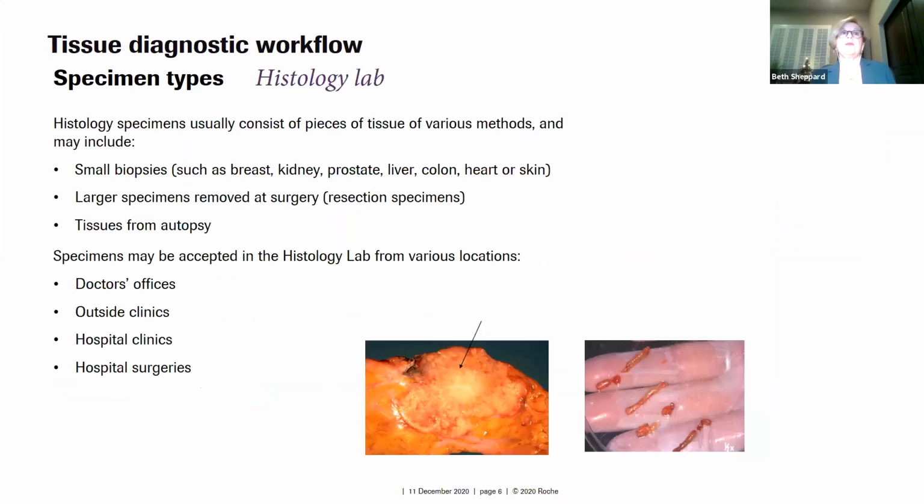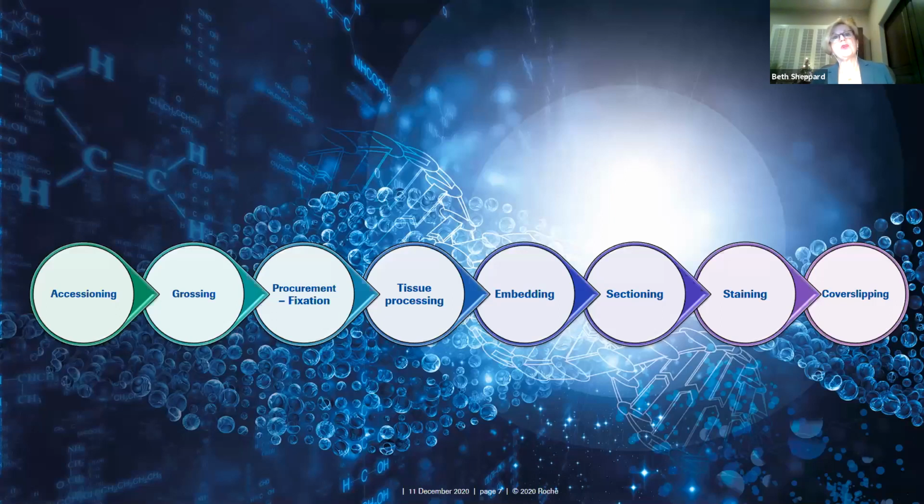On top of that, we receive histology specimens from various different methods, which could be biopsies, resections, and even tissues from autopsy, and they come from different areas. They could be from offices, from clinics, or inside the hospital surgeries. But today we're going to basically walk through the workflow of a sample. And we're going to first start with accessioning.